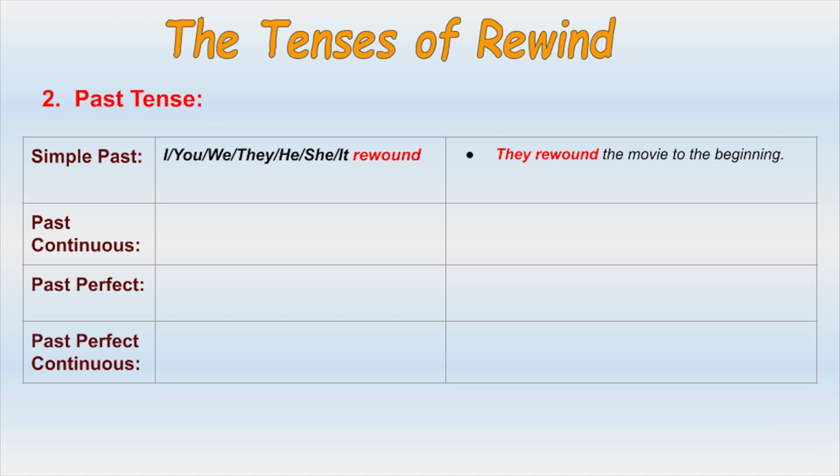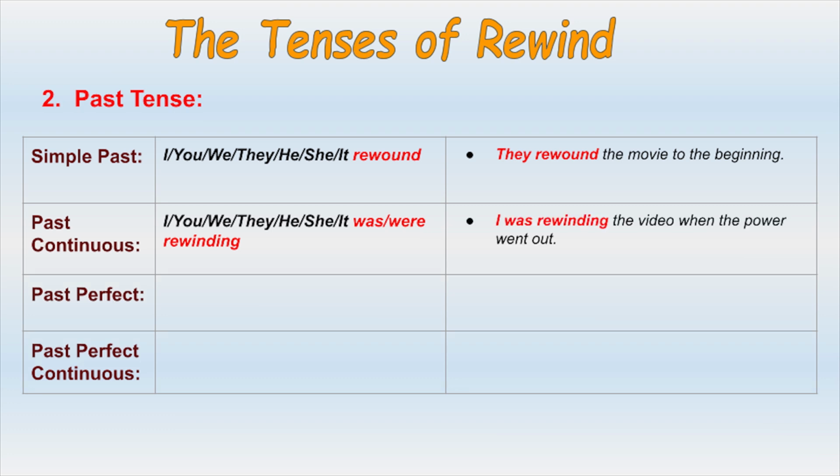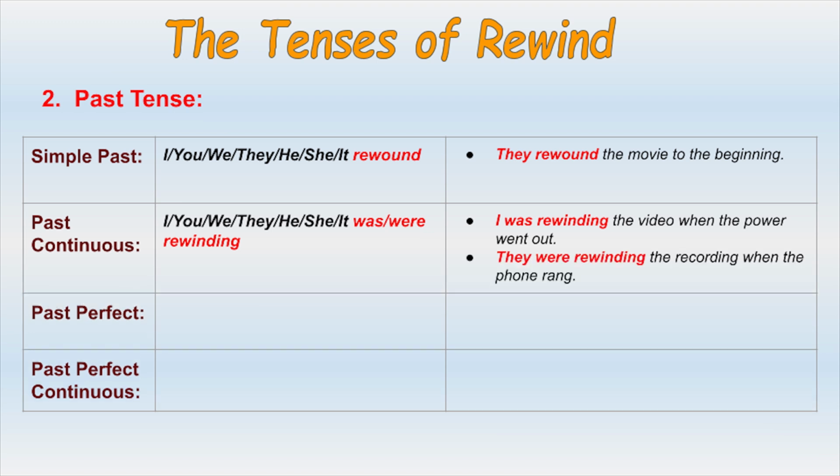For the past continuous, I, you, we, they, he, she, it was or were rewinding. Examples: I was rewinding the video when the power went out, or they were rewinding the recording when the phone rang.